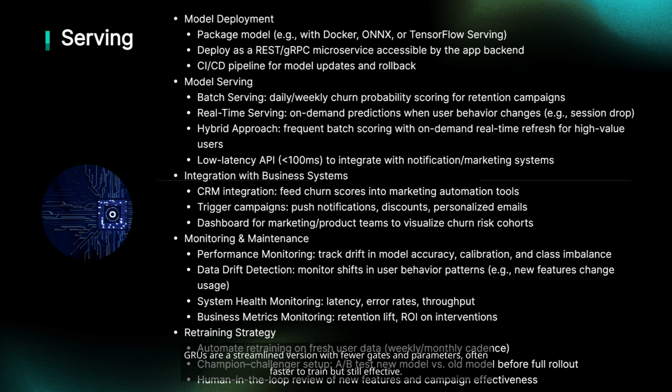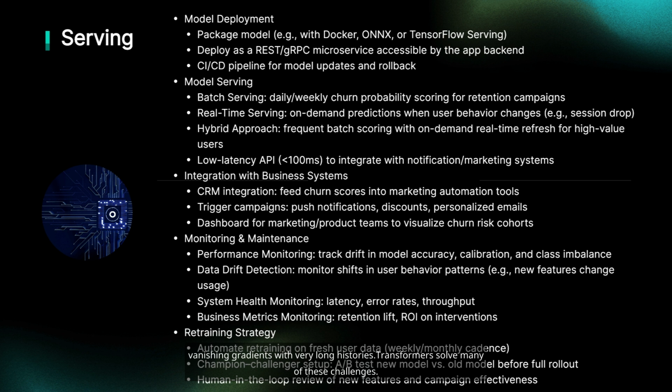GRUs are a streamlined version with fewer gates and parameters, often faster to train but still effective. For shorter session histories, like 7 to 14 days of activity, GRUs may actually perform just as well as LSTMs. Some systems even use bidirectional RNNs, where one layer processes sequences forward in time and another backward, capturing richer context within a user's recent sessions. The main drawback is that RNNs are inherently sequential in training, which makes them harder to scale, and they still suffer from vanishing gradients with very long histories.